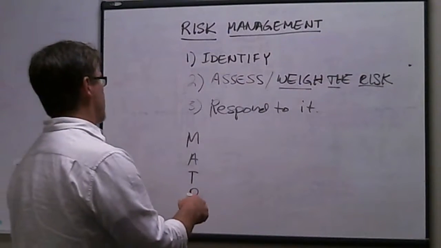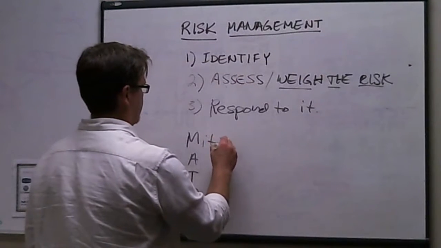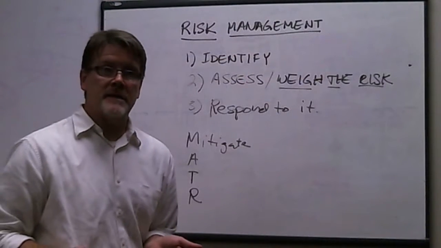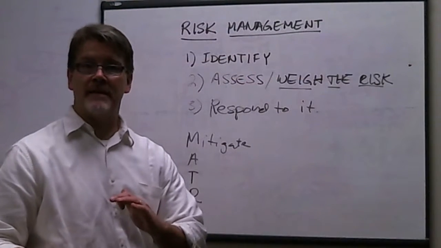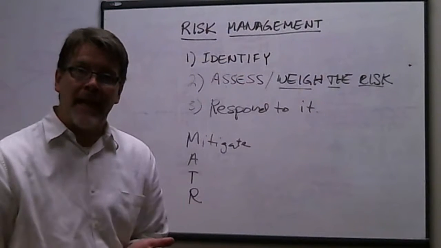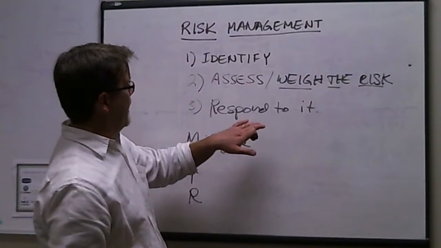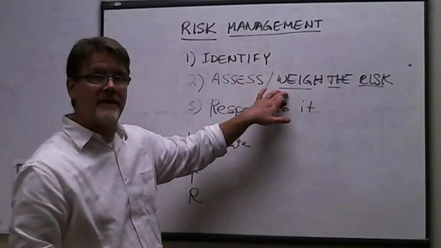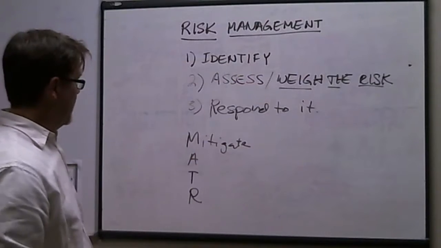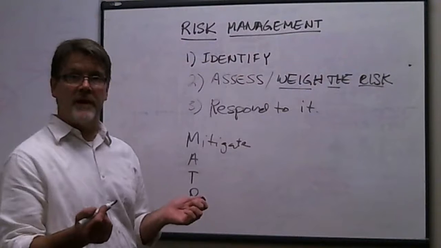And so one way to respond to risk is that we mitigate risk. Okay? To mitigate is just what it means, to lessen the impact, to be able to have a plan in place, to know that you've identified the risk and weighed it, that now you put together a plan to mitigate that risk, right?